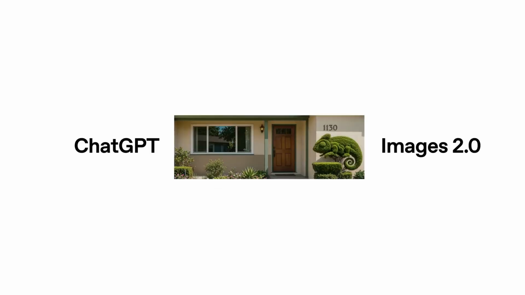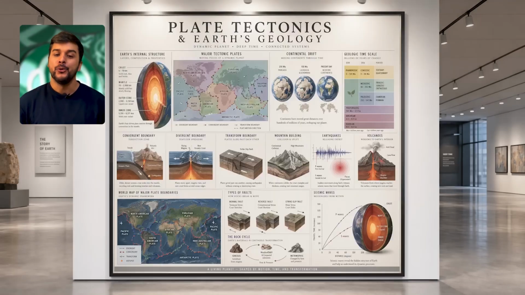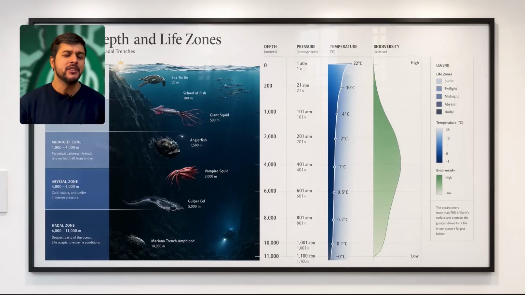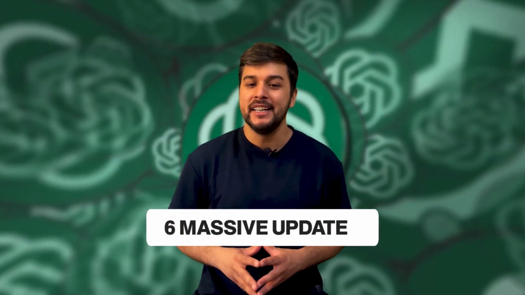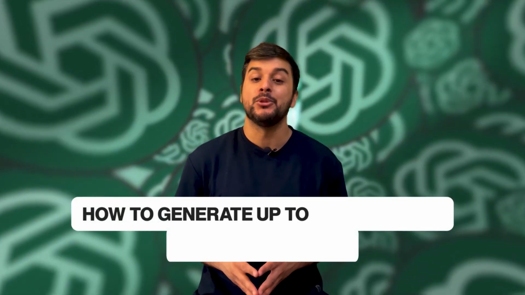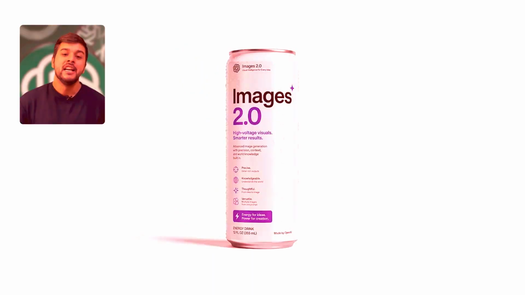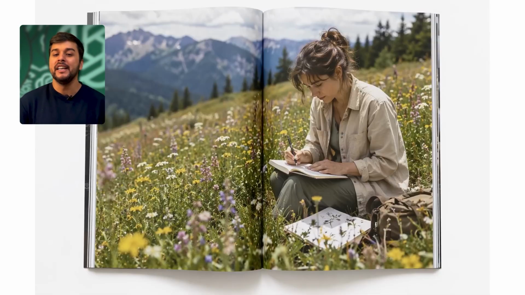ChatGPT just dropped its massive Image 2.0 update, and if you are still prompting it the old way, you are working way too hard. We are talking about features that finally make it a real competitor to tools like Midjourney, but with the simplicity of a normal conversation. Today, I'll show you 6 massive updates, including how to generate up to 8 consistent images in one go, and why AI text inside images is finally usable. If you want to master AI art for your brand or social media, this is the only guide you need.